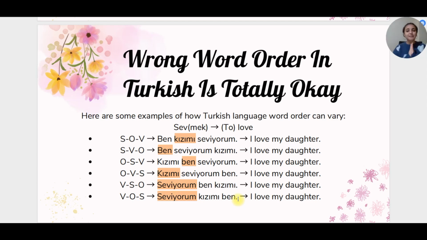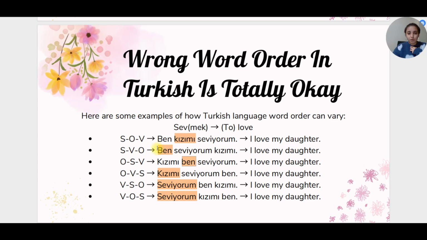And here, ben kızımı seviyorum. The emphasized word is kızım. Ben seviyorum kızımı. I love my daughter. Emphasized word is I. Kızımı ben seviyorum. Again, emphasized word is ben.